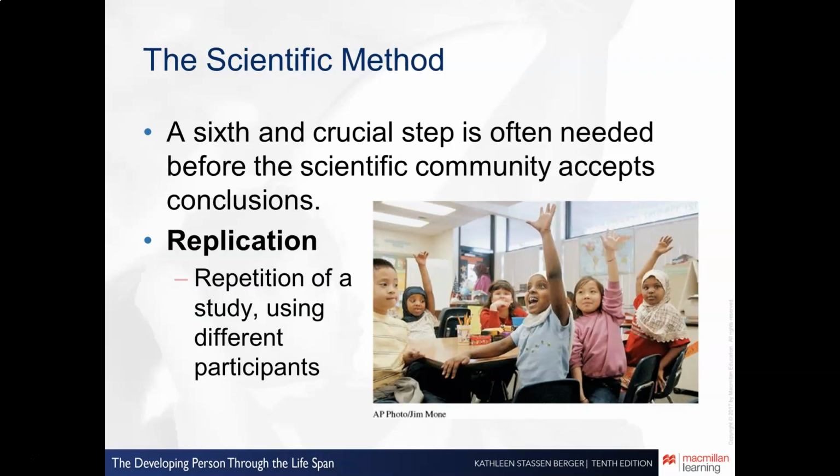So there is one more step to the scientific method that's pretty common and very important. And this is the step that is known as replication. And replication is simply repetition of a study using different participants. We want to repeatedly conduct the test in order to determine whether the original results and all the results from all the studies meld together and make a valid hypothesis.